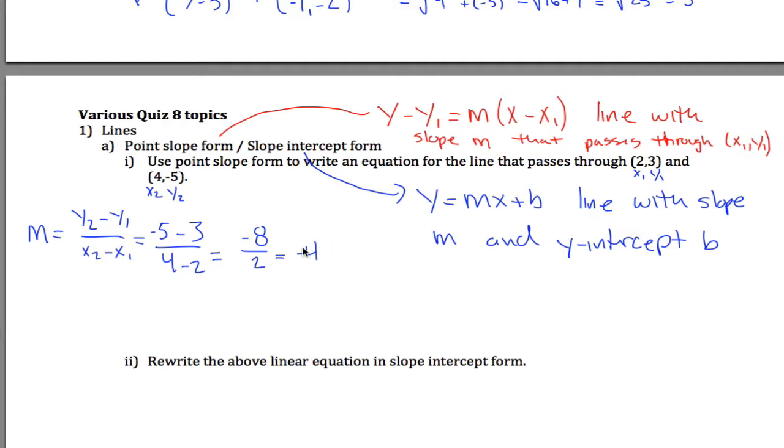Now that I know the slope, I can take either of these 2 points, maybe I'll use the one that I called x1, y1 so it'll match up with this formula better, and plug in all the pieces. y minus, y1 is 3, equals m, -4, times x minus 2. This right here is an equation. It's an equal sign, it's got x's and y's in it. And specifically, it's an equation of the line that fits these given criteria. This right here would be your answer.